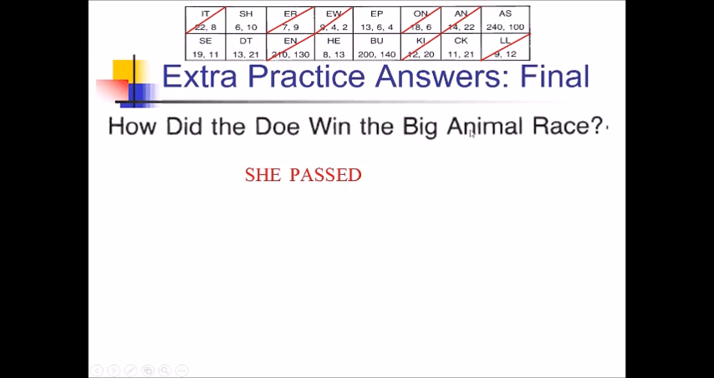I mean, this is a race, so the doe has to pass somebody to win, right? And then T is the start of our next word. We have a T-H-E. I'm pretty confident that that's the. And then our last word, we have a B-U and a C-K. Well, that spells out buck. So how did the doe win the big animal race? She passed the buck, right? I get it. All right. Here we go.